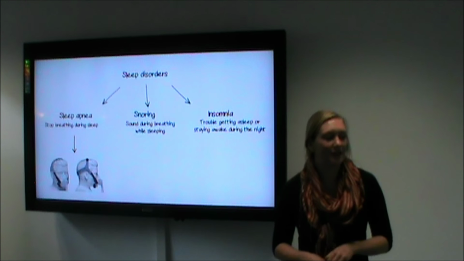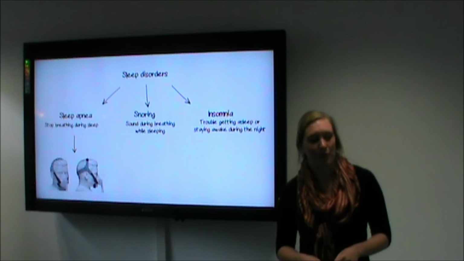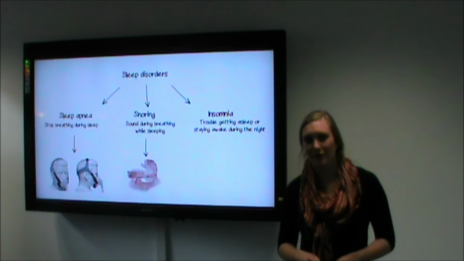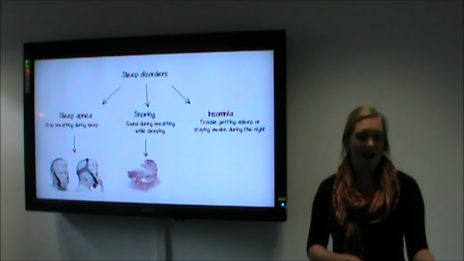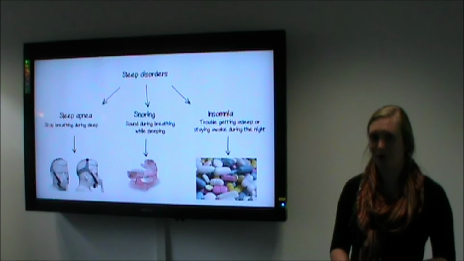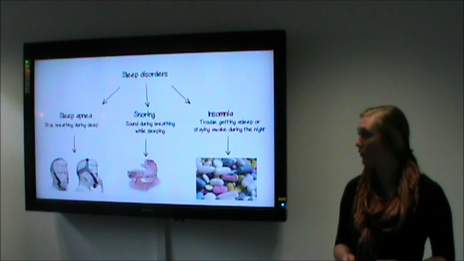Sleep apnea can be treated by wearing a mask during the night, which gives them oxygen. Snoring can be treated by wearing a mouthpiece. And for insomnia, they have sleep medication, which can get them to fall asleep earlier.